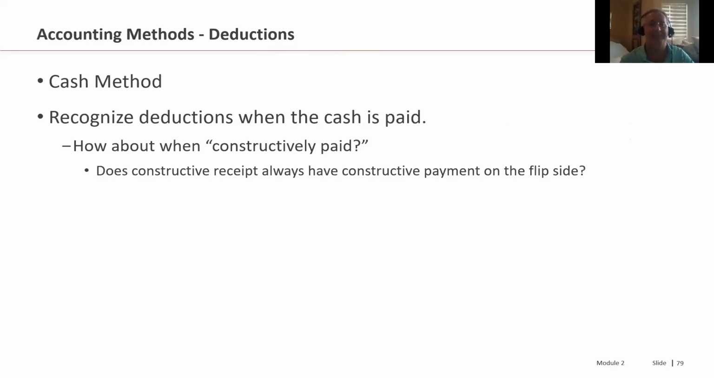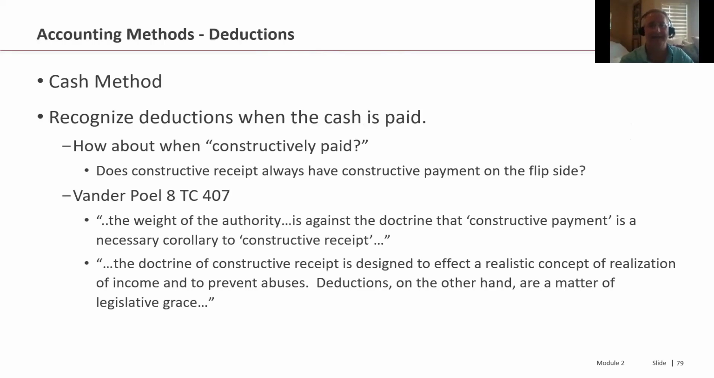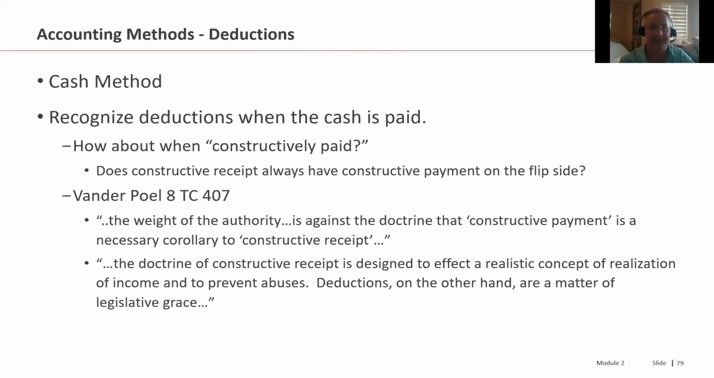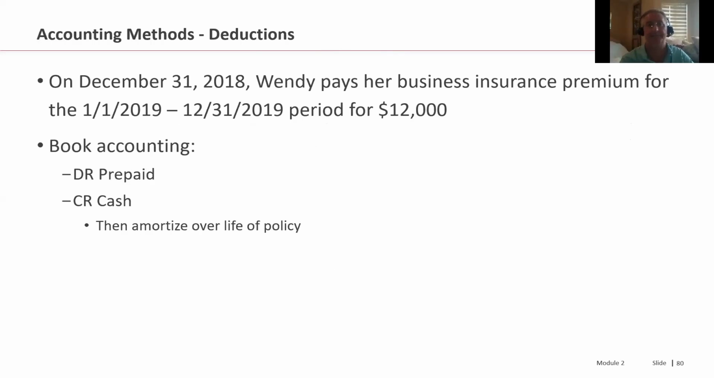So under the cash method, when do I recognize a deduction? Well, how about when it's constructively paid, right? If we recognize income under constructive receipt, is there a constructive payment? The answer is there is not. So the basic answer under the cash method is you recognize a deduction when you pay it, period. It's as simple as that.